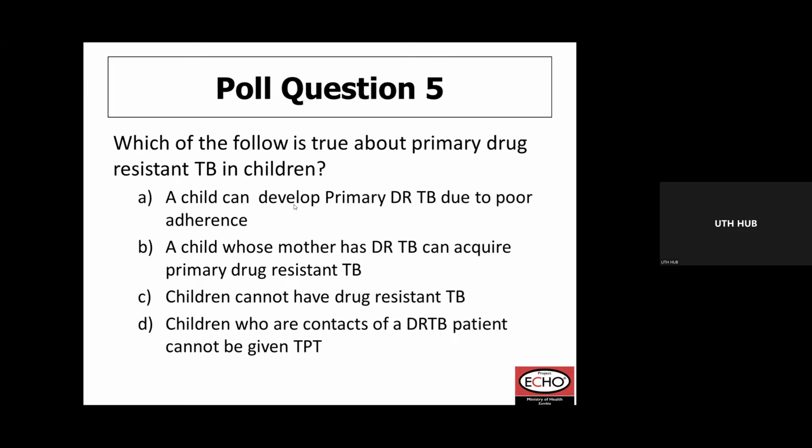The fifth poll says, which of the following is true about primary drug-resistant TB in children? A, a child can develop primary drug-resistant TB due to poor adherence. B, a child whose mother has DRTB can acquire primary drug-resistant TB. C, children cannot have drug-resistant TB. And D, children who are contacts of DRTB patients cannot be given TPT. Very interesting question regarding DRTB in children.